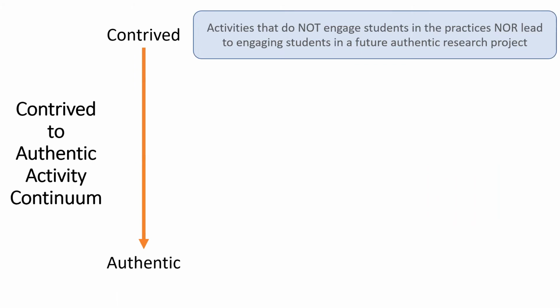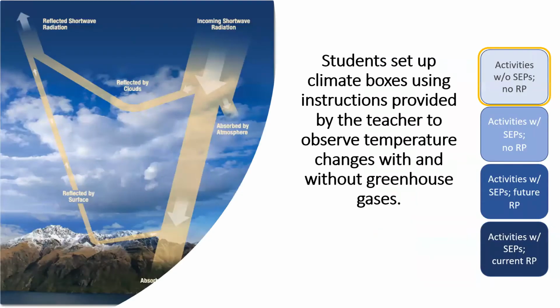So for this first category, students are not engaged in the practices, and it really has nothing to do with engaging them in a future authentic research project. This would be one example. Students are setting up climate boxes using instructions provided by the teacher to observe temperature changes with and without greenhouse gases. This we would consider an activity without science and engineering practices. They may or may not be collecting temperature data, but it is fairly contrived. Scientists don't tend to set up climate boxes and study the climate in these ways.